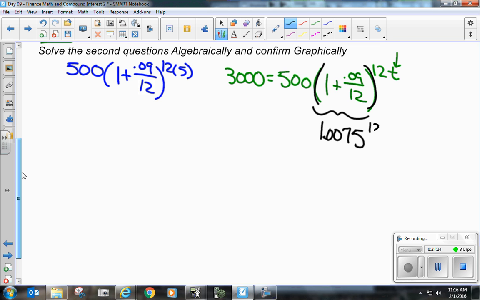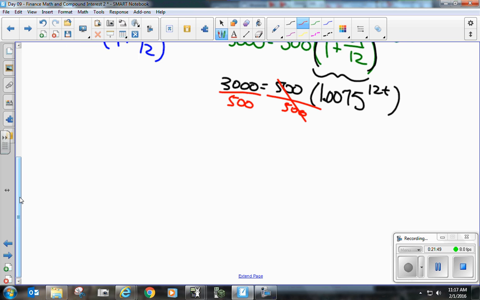0.0075, and that's raised to the 12. See, that's going to make things easier. And you're still multiplying that times 500. It still equals 3,000. First step. It doesn't matter. After you combine that, you can apply the extra. We'll divide by 500. Absolutely. What is 3,000 divided by 500? 6. Hope you guys know it.